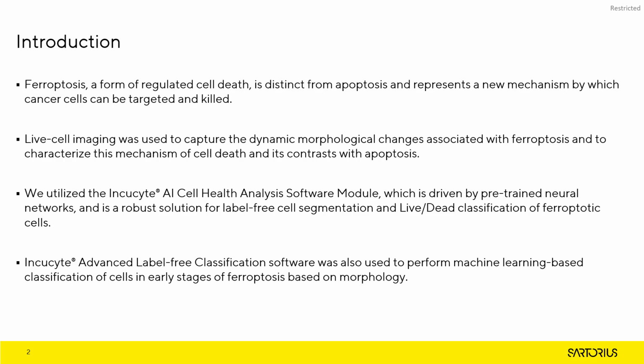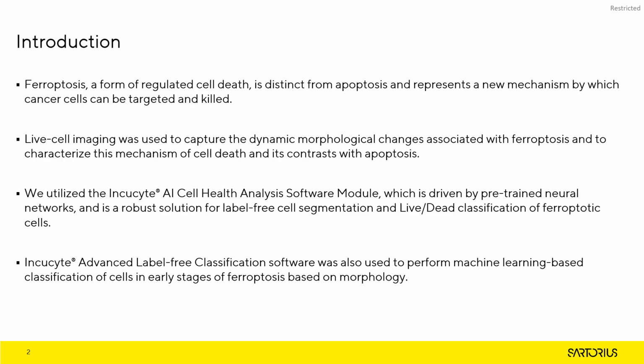So I'll start with a quick introduction. Ferroptosis, a form of regulated cell death, is distinct from apoptosis, and this represents a new mechanism by which cancer cells can be targeted and killed. Here we used live cell imaging to capture the dynamic morphological changes that are associated with ferroptosis and to characterize this mechanism of cell death, as well as look at it in contrast to apoptosis.